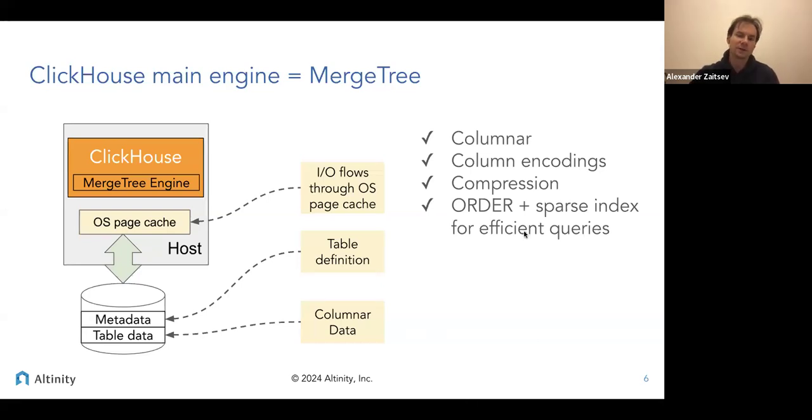The physical order of the data and the sparse index, which is part of this MergeTree implementation, help with efficient queries. I don't want to go into a lot of detail about MergeTree, but let's remember or memorize those three or four main properties.